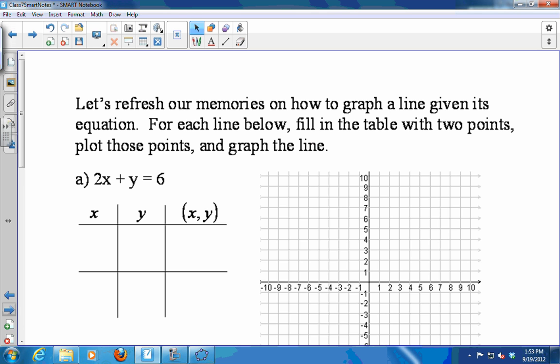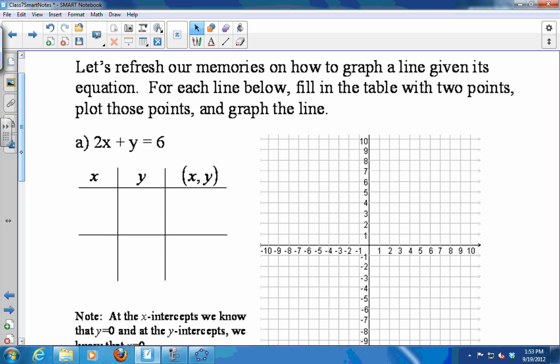Okay, so we're just going to refresh your memories on how to graph a line given its equation. So we have the equation of a line, 2x plus y equals 6, and we make a little xy chart. So you pick an x and figure out what y has to be. So somebody give me an x. 3. Okay, so if I make x 3, replace the x in this equation with a 3, and solve for y, what would y have to be?